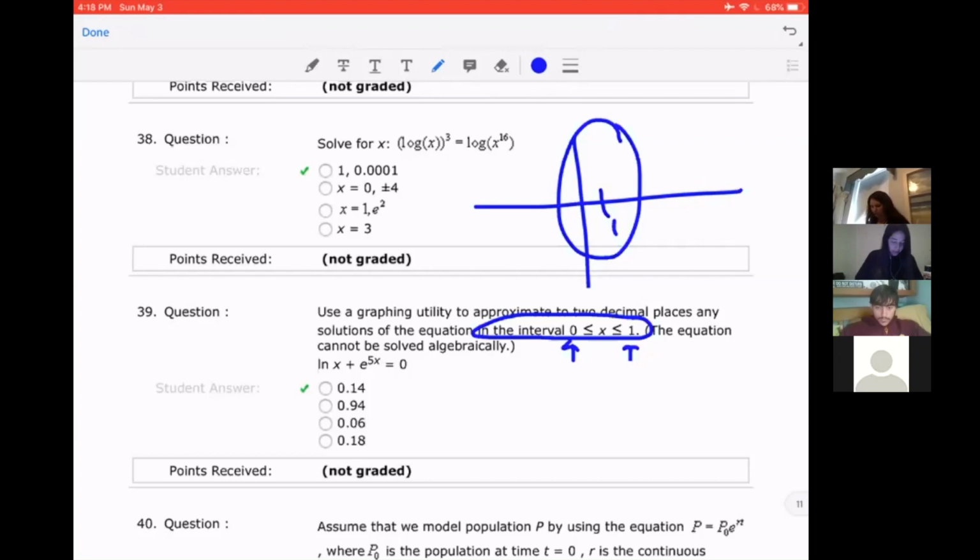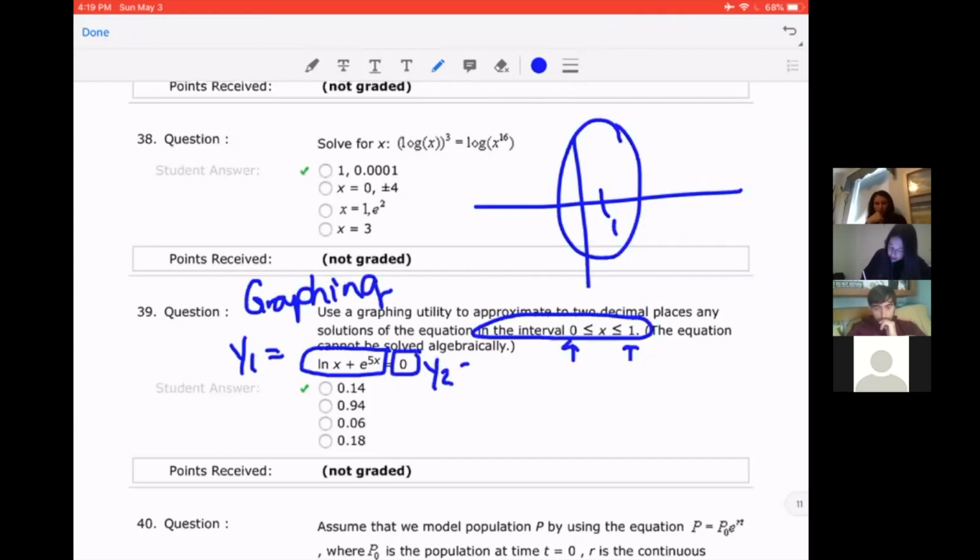ln of x plus e to the power of 5 to the x. This is a graphing one in the calculator, and this goes in y1. This is going to go in y2. So I just put in my y1, now I'm going to put my 0 into y2, and hit graph.